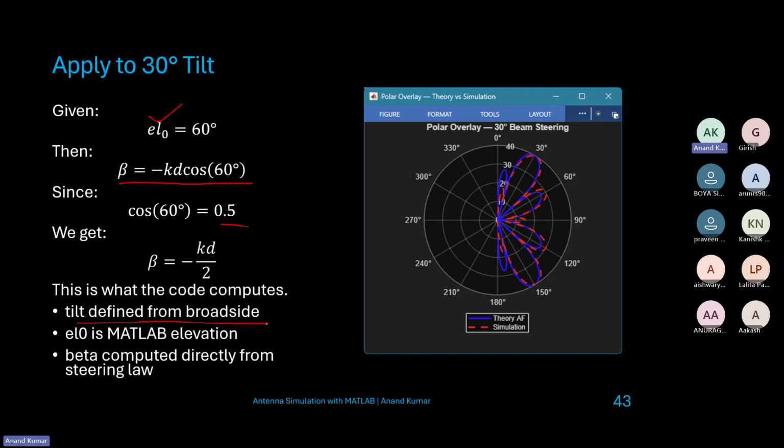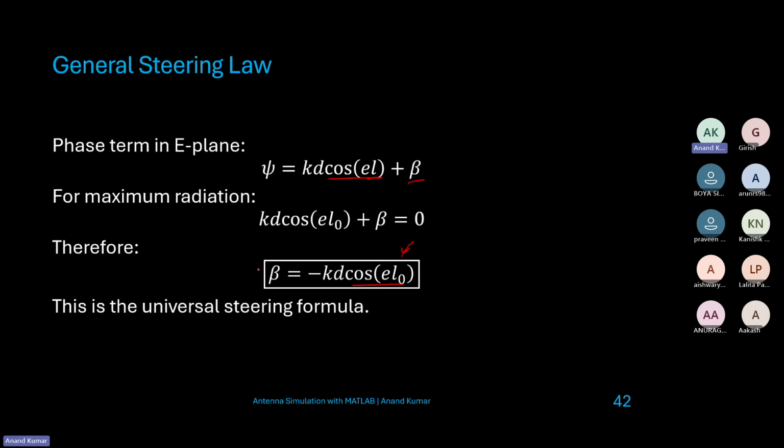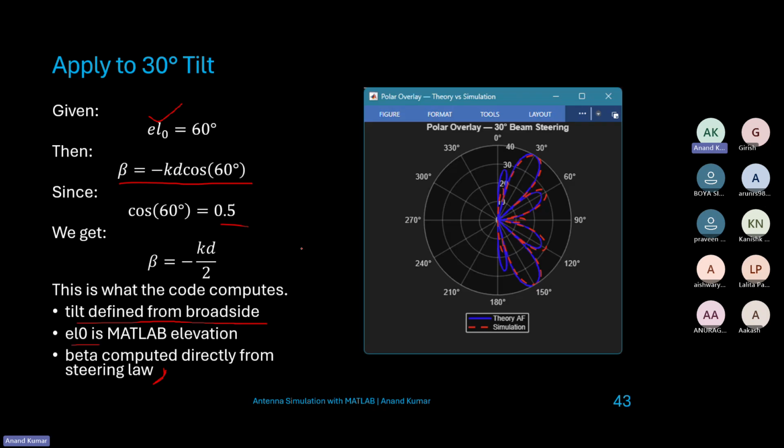The tilt is defined from the broadside, and L naught is the MATLAB elevation we'll see in this script, and beta is directly computed from the steering law. So the steering law is this particular expression. In the MATLAB code we'll just keep changing the value of L naught, and beta will automatically get calculated. And when beta is automatically calculated, the array factor and everything gets automatically calculated.